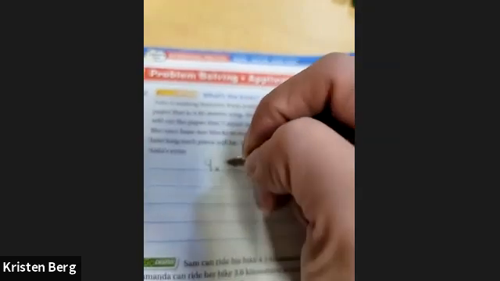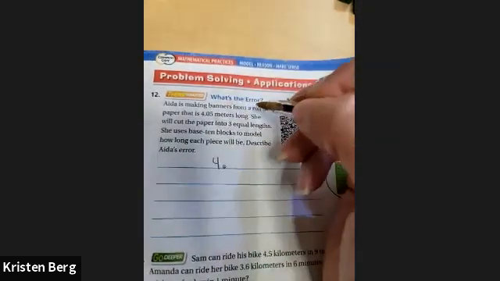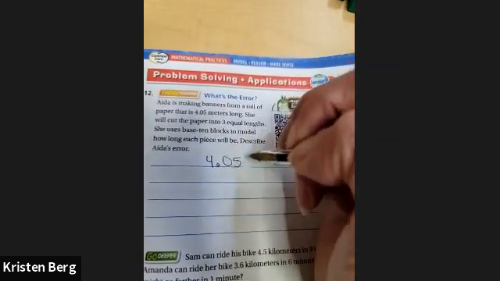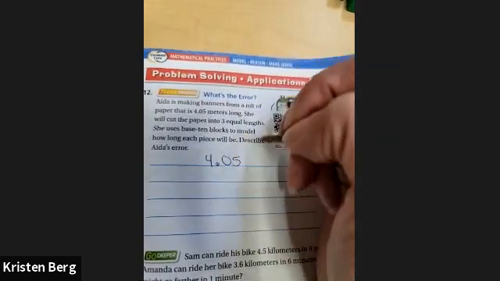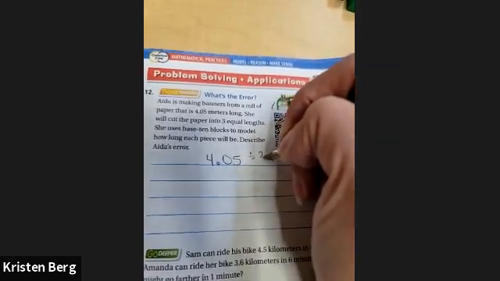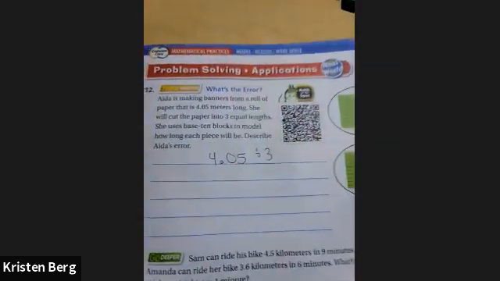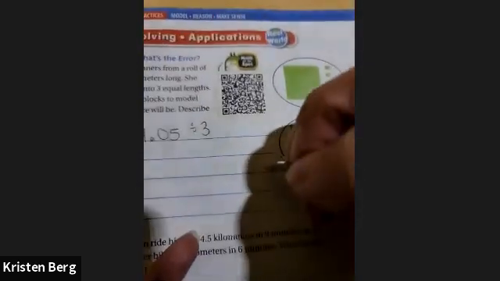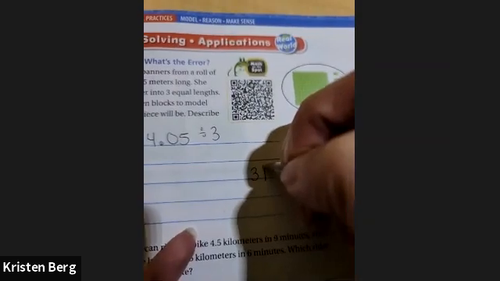All right, so in order to do this, what I would do first is to actually do what is supposed to be done. So what it's saying is she has a paper that is 4 5/100 long, and you're going to divide it by 3 equal lengths. So when you do this, I'm going to actually do the division here so I can see what's going on.